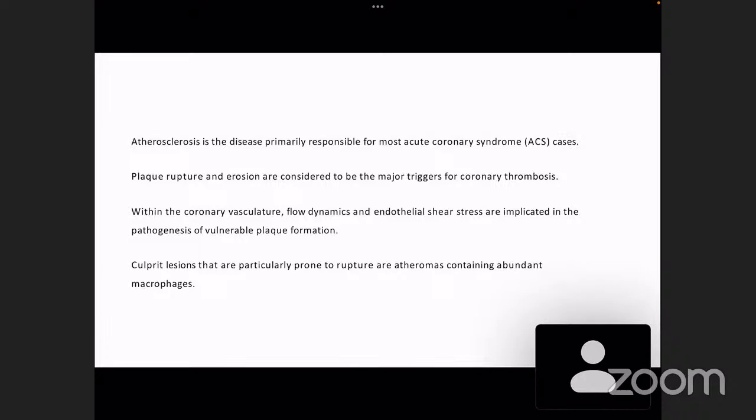For the etiology, atherosclerosis is the disease primarily responsible for most, as we said before, for the most of acute coronary syndrome. Plaque rupture and erosion are considered to be major triggers for coronary thrombosis. Within the coronary vasculature, flow dynamic and endothelial stress are implicated in the pathogenesis of vulnerable plaque formation. The culprit regions that are particularly prone to rupture are atheromas containing abundant macrophage.